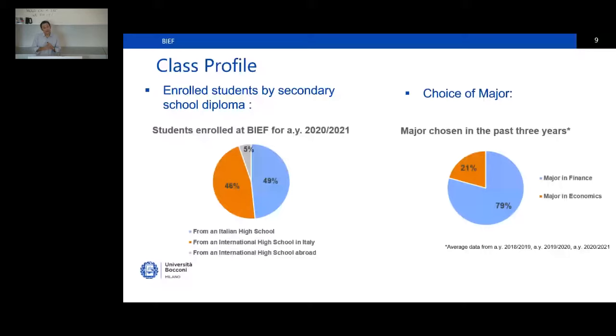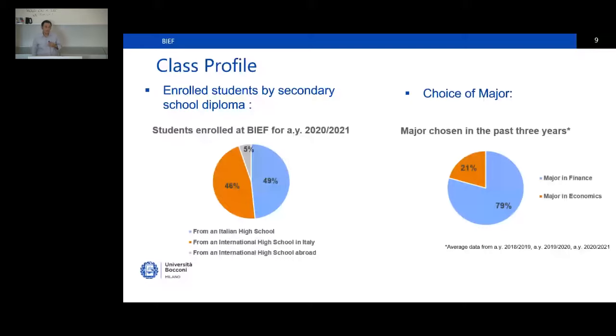So let me be clear, there is not a fixed number of seats for a major in economics versus a major in finance. What determines the split is the choices of students after their third semester. More or less, numbers are consistent across the years. Out of five students, four decide for the major in finance and one decides for the major in economics.